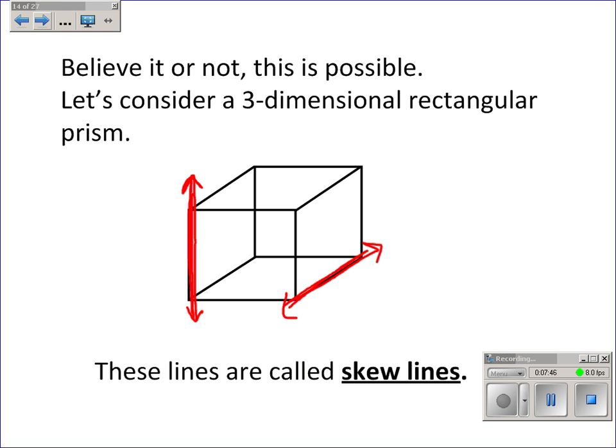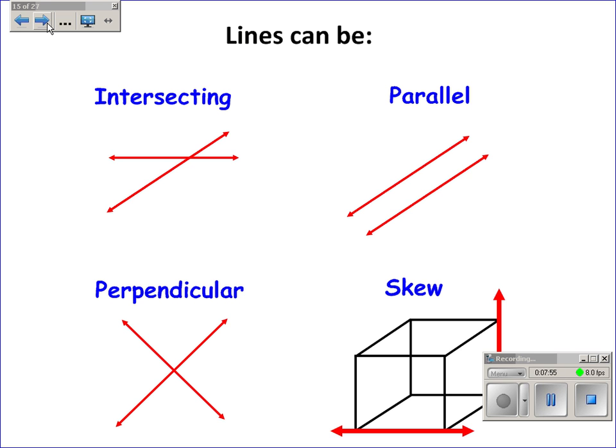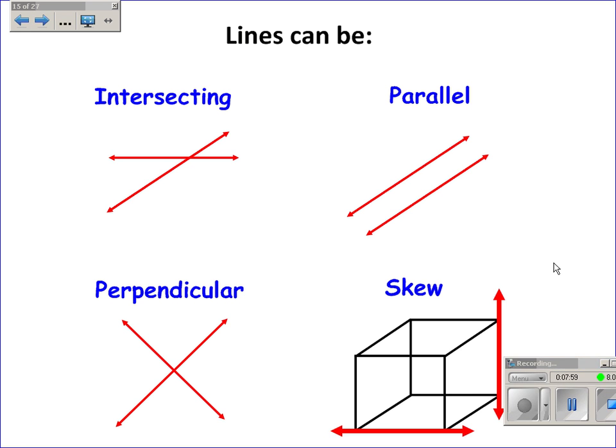These lines are called skew lines: lines that are not parallel and don't intersect. So in summary, lines can intersect or they could be parallel. If they intersect, they could be perpendicular, which we'll come back and talk a lot more about this year, but basically perpendicular means they intersect at 90 degrees. Or they could be skew, meaning they're not parallel and they don't intersect.